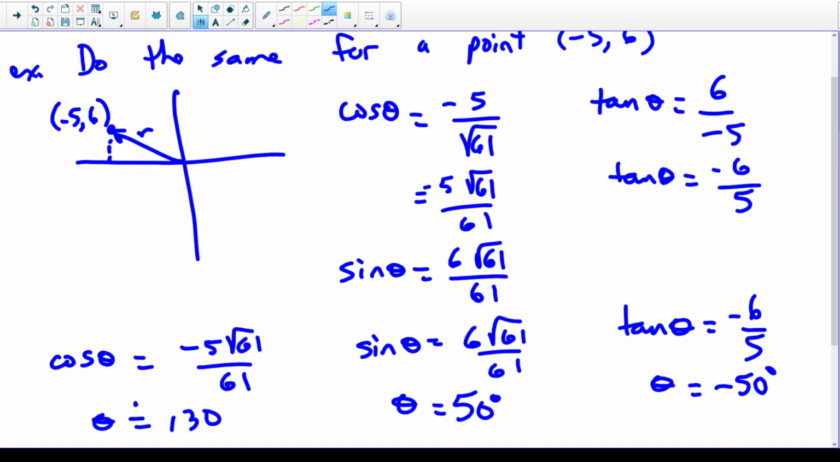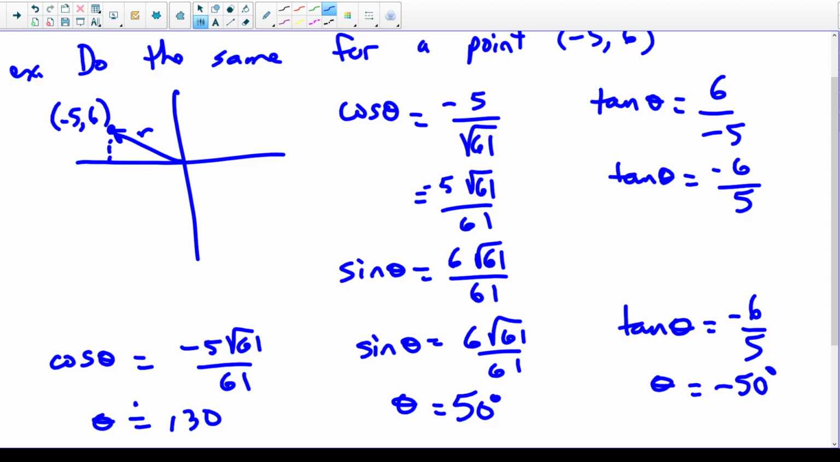What's going on? We're using the correct ratios, and we're getting 3 different answers for our angle. Imagine for a second I had just asked you to calculate the sine theta of that point. A student gets 50 degrees and says, oh, the angle's 50 degrees. No, the angle's not 50 degrees.